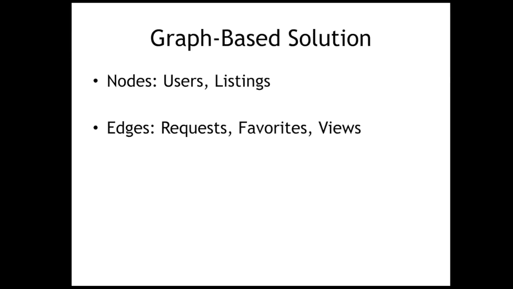Okay, so what is the graph-based solution to this problem? I got asked this last night. Okay, so you have this recommendation engine. How does this graph-based solution work? Our nodes are going to be our users and our listings, and our edges on the graph are going to be ways that users have interacted with listings. So it's going to be requests, favorites, and views.